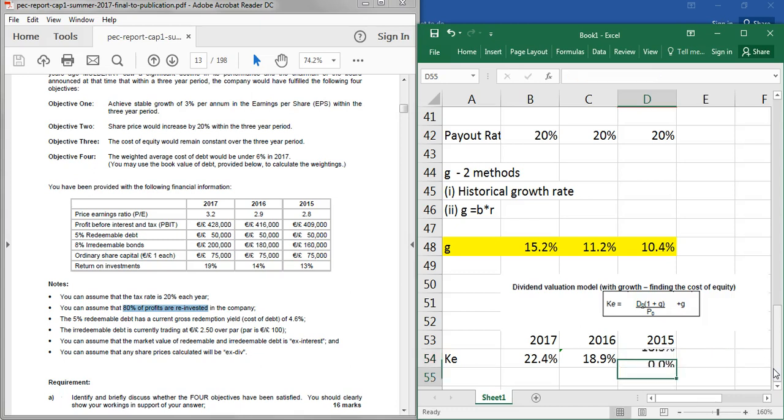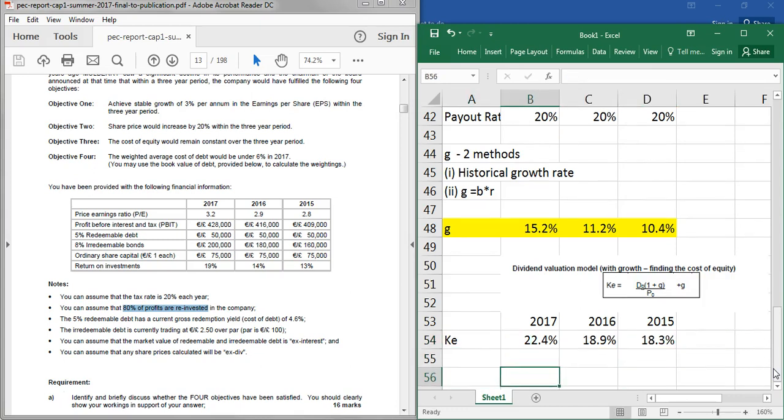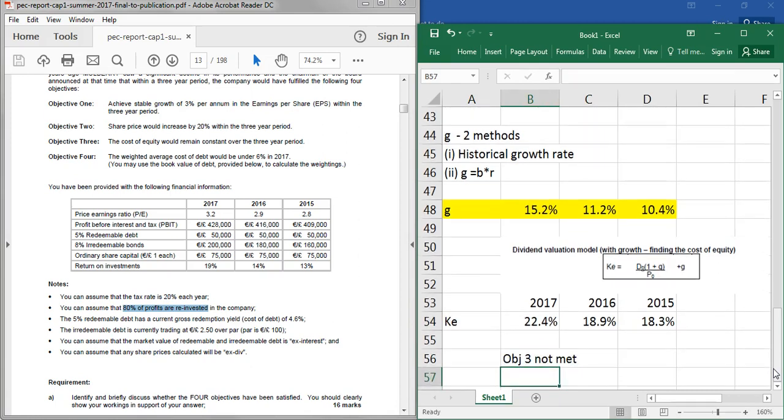So you can just practice that yourself. But what we can see here is objective 3 not met. Objective 3 is not met here because you don't have a constant cost of equity. Now, that was a very tough question for CAP1. I want you to know how to get the cost of equity, not CAPM, but the dividend discount model here.